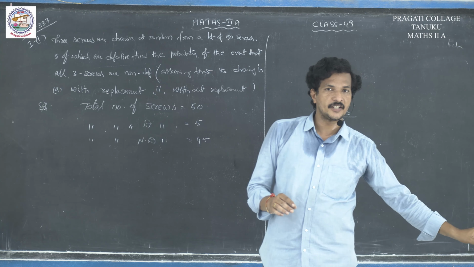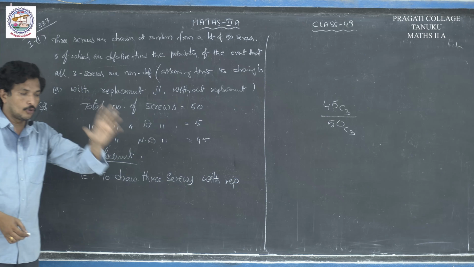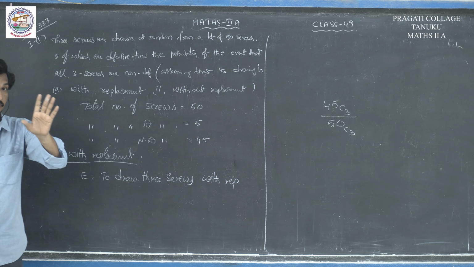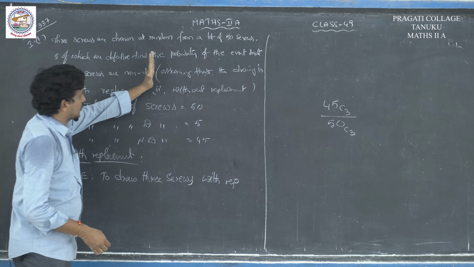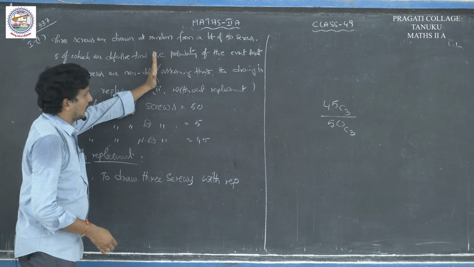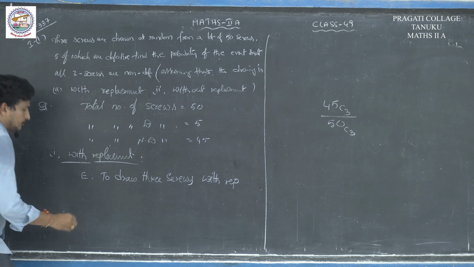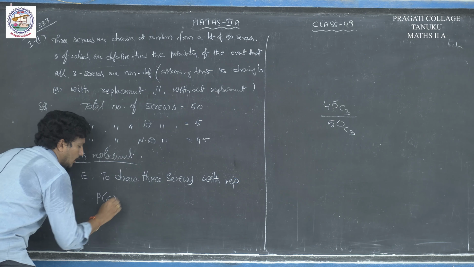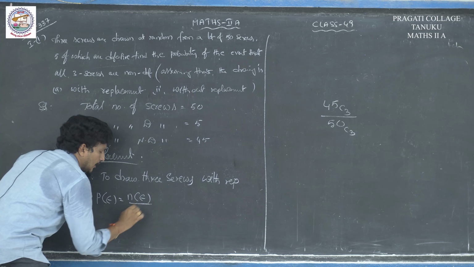E means to draw 3 screws with replacement. Observe that with replacement or without replacement, we draw the screws one after another. Suppose the problem is stopped here, then we draw the 3 screws at a time. Here P of E is equal to N of E by N of S.